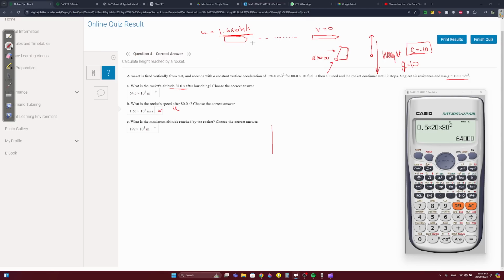We have v, we have u, we have our acceleration, and we want the altitude again, so we want x. We don't have time. The only equation where you can find x without the time is v squared minus u squared equals 2ax. v squared we know is 0, so 0 squared minus u squared. In these formulas, you keep the minus outside. So minus 1.6 times 10 to the power of 3, squared, equals 2 times acceleration, which is negative 10, times x. Let's solve this.